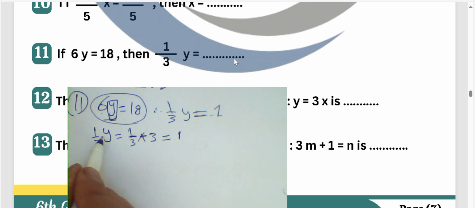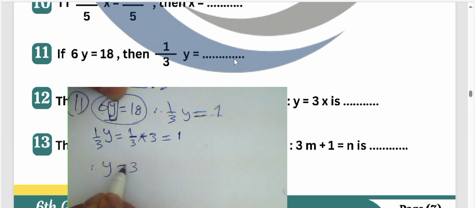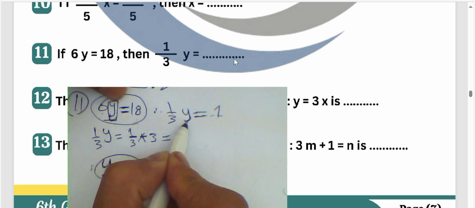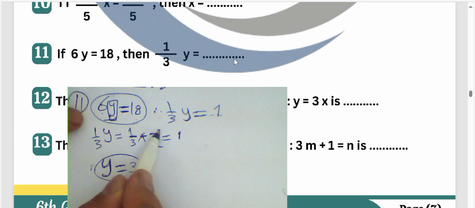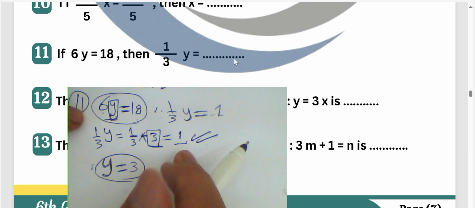Understood? 6y equals 18. Then the value of y will be what? 6 times 3 equals 18, then the value of y equals 3. Y here equals 3. Then a third multiplied by 3 will be 1. So the value here will be 1. Write 1 in the space. Okay, write 1.